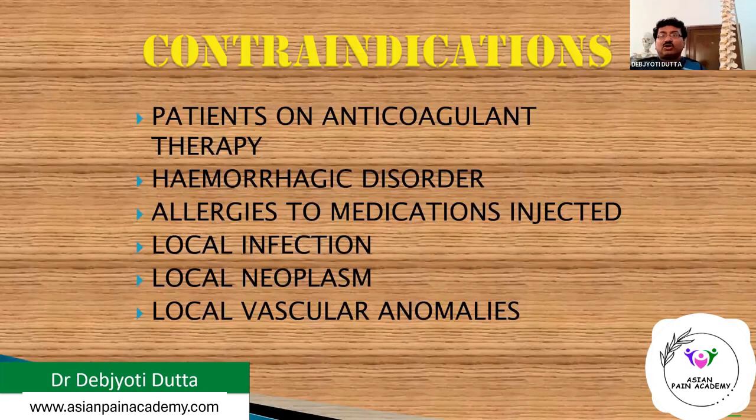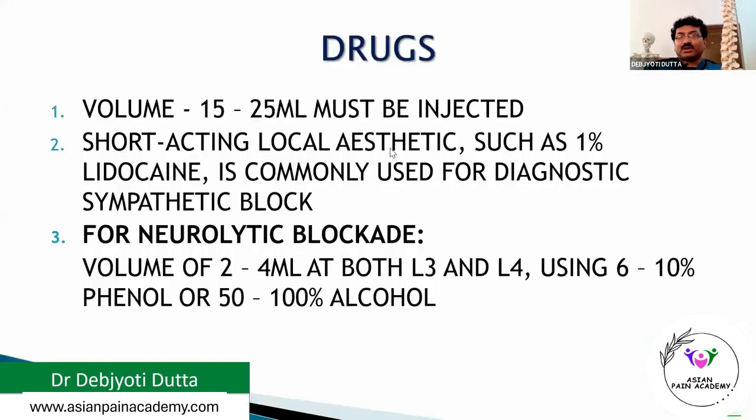Now coming to the contraindications. So what are the contraindications? Patients on anticoagulant therapy. It is a relative contraindication, not an absolute one. Next are hemorrhagic disorders, allergy to the medications injected, local infection, local neoplasm, and local vascular anomalies. So these are the contraindications for the lumbar sympathetic block.